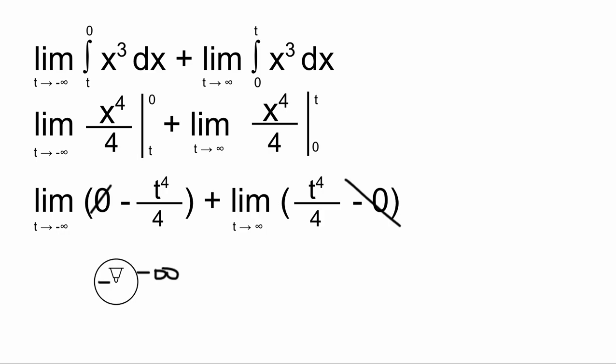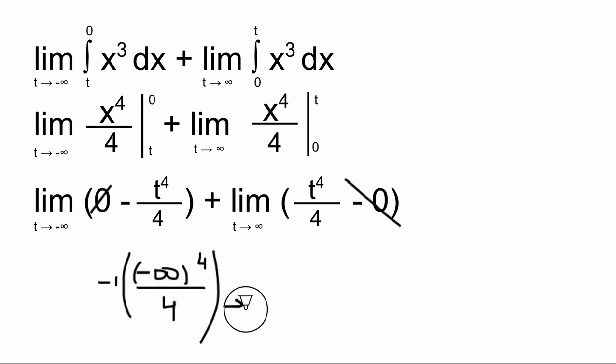So negative 1, let's do negative 1 times, to really drive home the point, negative infinity to the fourth power over 4. This would give us negative infinity, because negative infinity to the fourth power is infinity, divided by 4, that's still infinity, times the negative 1 will give us back this negative infinity.